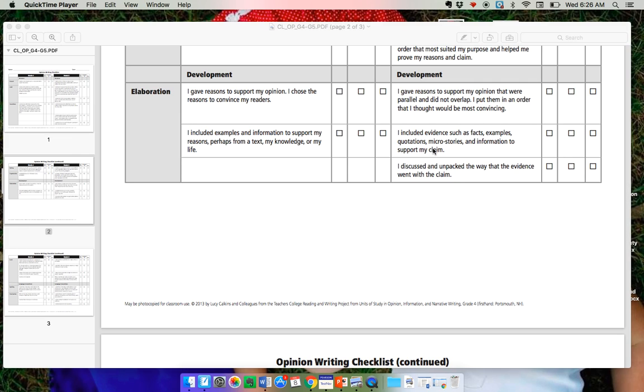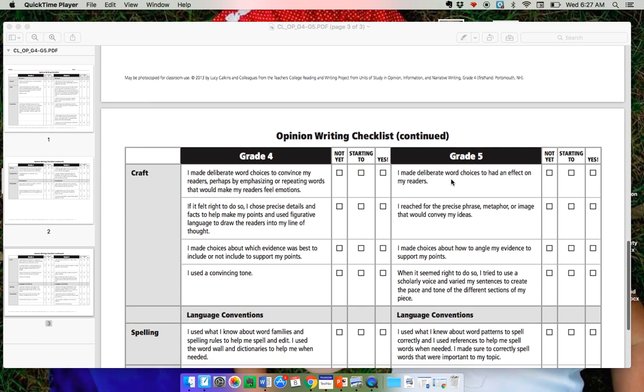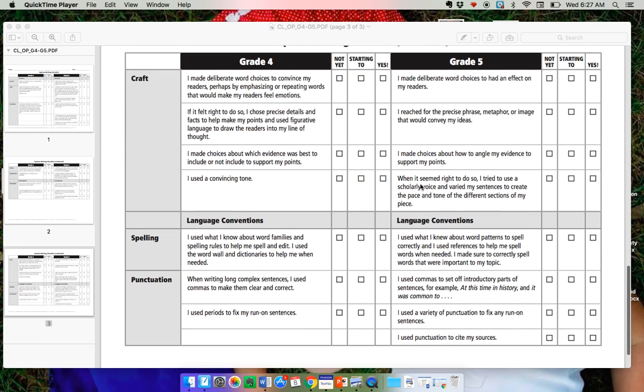Did you give evidence, micro stories, quotes, information? Did you unpack the evidence in a way that it goes with the claim you make? And then these are all your craft choices, because you're an author today, boys and girls. So did you make good word choices? Did you have images that convey your ideas or metaphors or phrases? Did you use your choices of evidence to angle your story? Remember, we talked about that, angling our story to make people see only the evidence that supports what you're thinking.